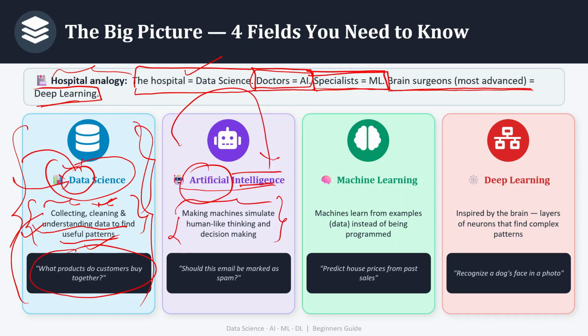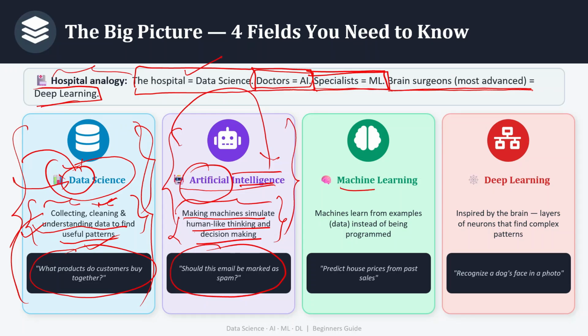And why are we making artificial intelligence? To make machines simulate human-like thinking and decision making, so that your machine can think and act like humans. One example: should this email be marked as spam? If some email is there, there would be a question like, should I mark this email as spam or not? These kinds of questions you are going to handle in artificial intelligence. Because as humans we also get a lot of emails, and based on the pattern of the emails, we decide that this is useful for me, or this may not be useful, or this is spam.